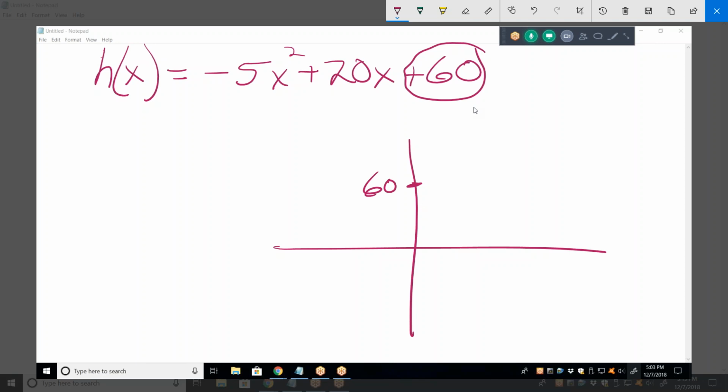Basically what we have is a rocket that's going to go up and then turn around and come back down. They ask for where it starts. That's that constant. It always starts when x is 0. Actually, I didn't really draw this picture properly. Let me draw it again in a different color.